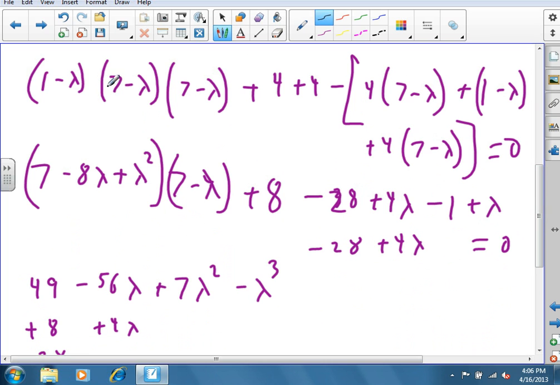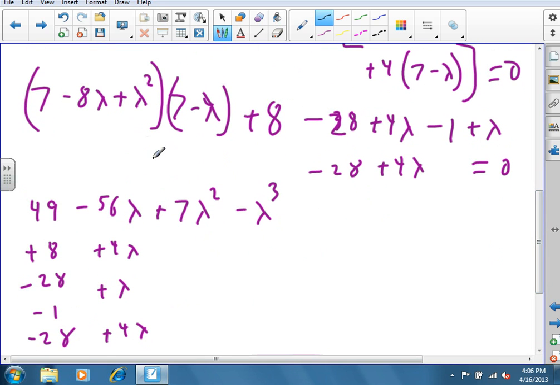I'm multiplying out 7 minus 8, boom, boom, boom, boom, boom, 8, minus 24 plus that, minus 1 plus that, minus that, plus that. I did that right. 7 times 7 is 49. 7 times, I didn't do that right, did I? Shoot.